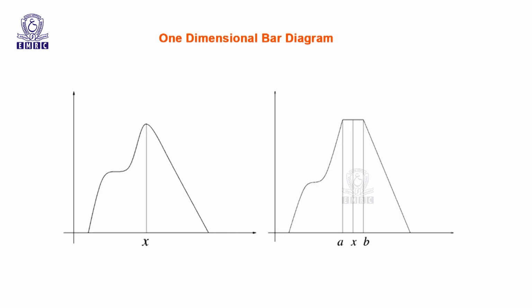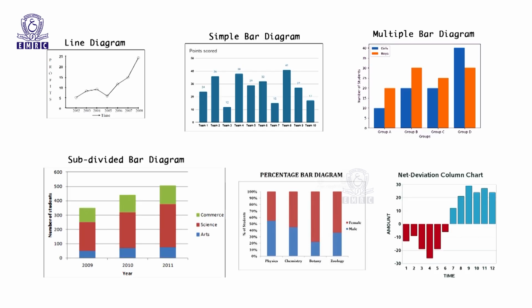The width of each bar and the gap between one bar and another bar must be uniform. Mention the respective figures at the top of every bar, particularly when the scale is too narrow, so that the reader knows the figures without consulting the scale of the diagram. The one-dimensional diagrams for presenting data include the line diagram, simple bar diagram, multiple bar diagram, subdivided bar diagram, percentage bar diagram, the deviation bar diagram, etc.